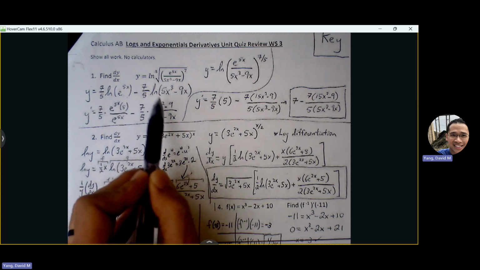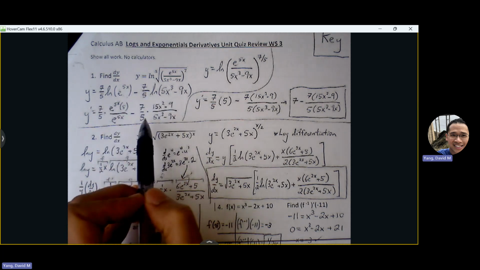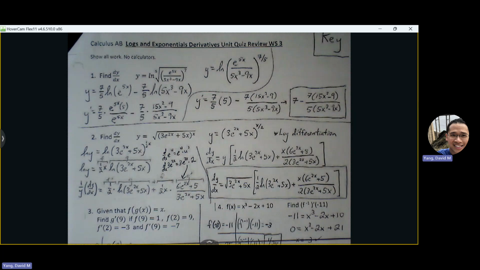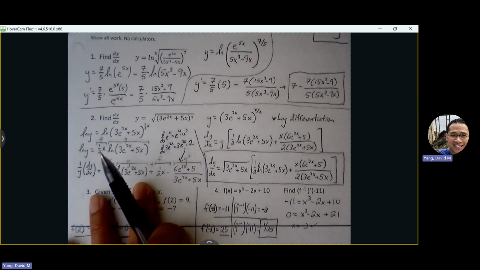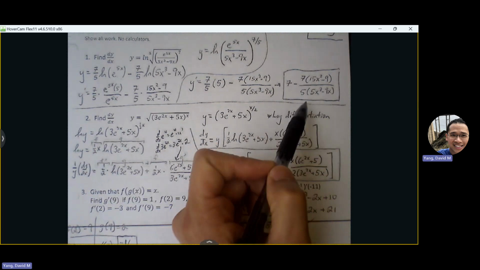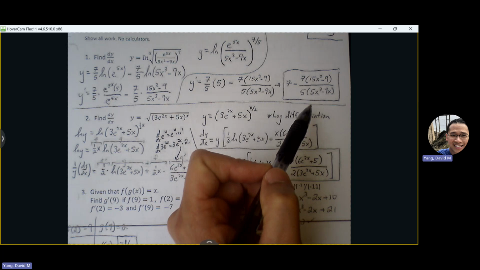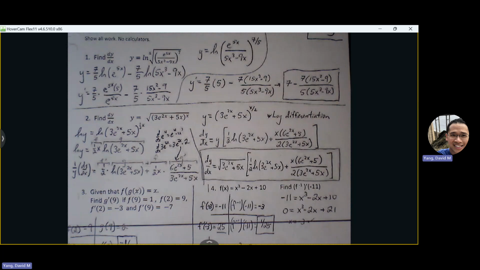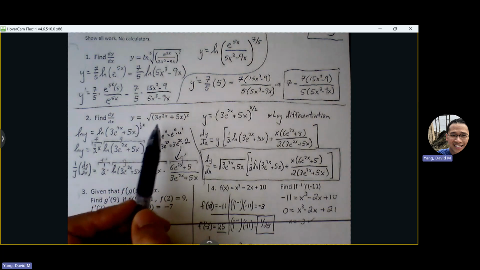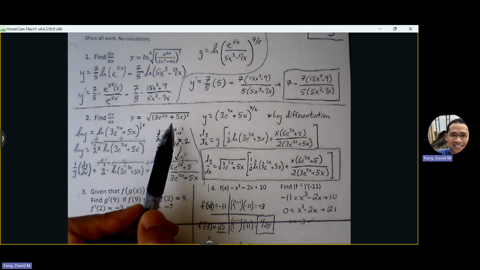Now, if you leave your answer unsimplified, I'll still give you full credit. So you don't have to simplify your answers all the way. But on my key, I did work it to a relatively simplified version of the answer. Number 2, the direction was log differentiation.